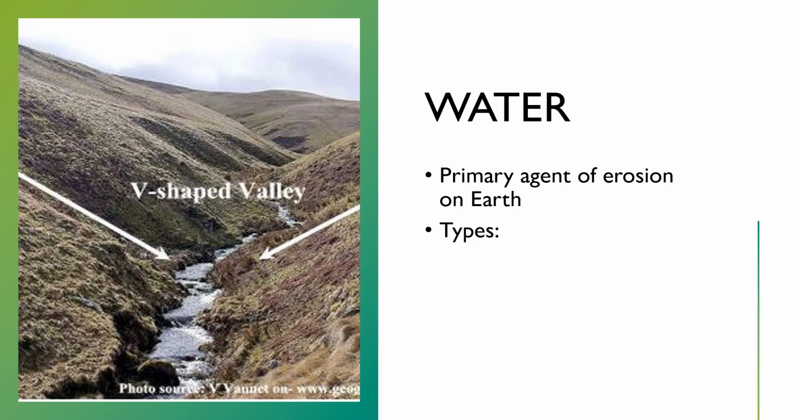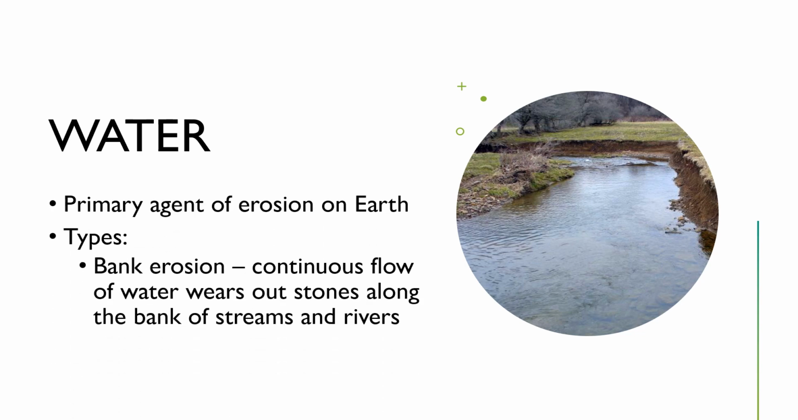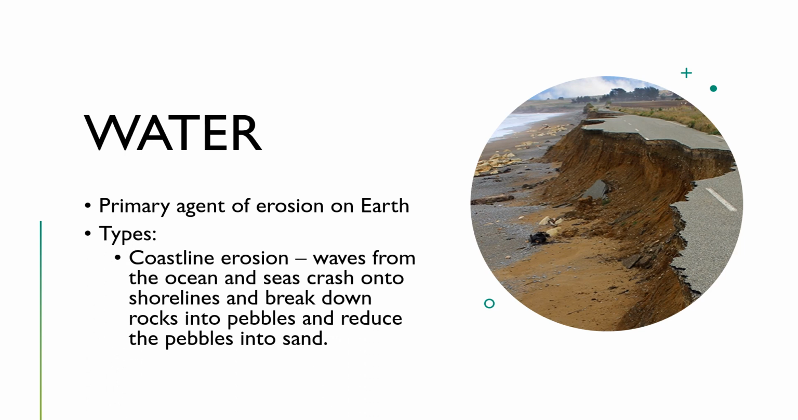Next, we have valley erosion, wherein the continuous flow of water alongside land and downward movement deepens a valley. Next, we have bank erosion, wherein the continuous flow of water wears out stones along the banks of streams as well as rivers. Next, we have coastline erosion, wherein waves from the ocean and seas crash onto shorelines and break down rocks into pebbles and reduce the pebbles into sand. Sand is also removed from the beaches, changing the coastline.